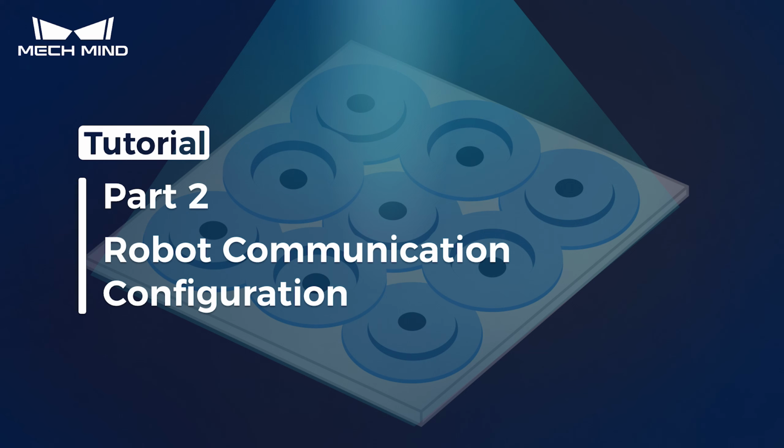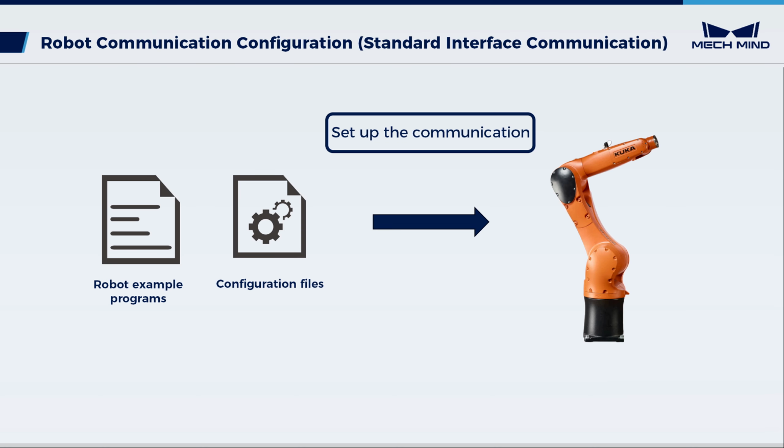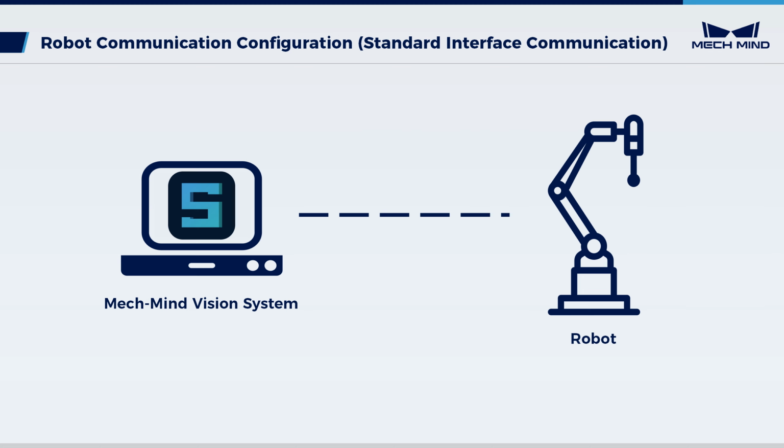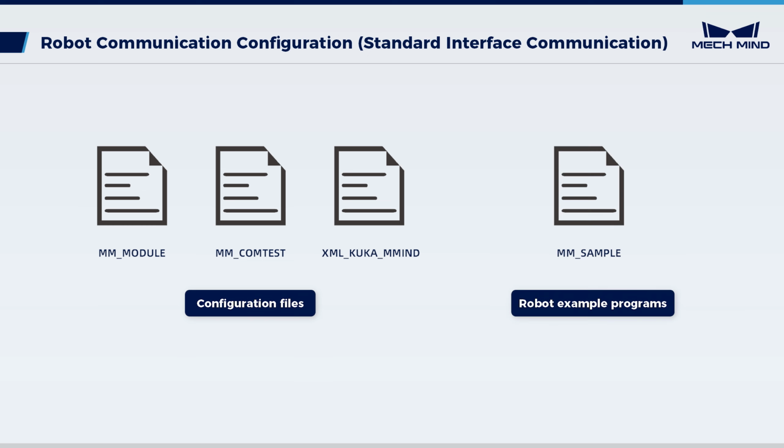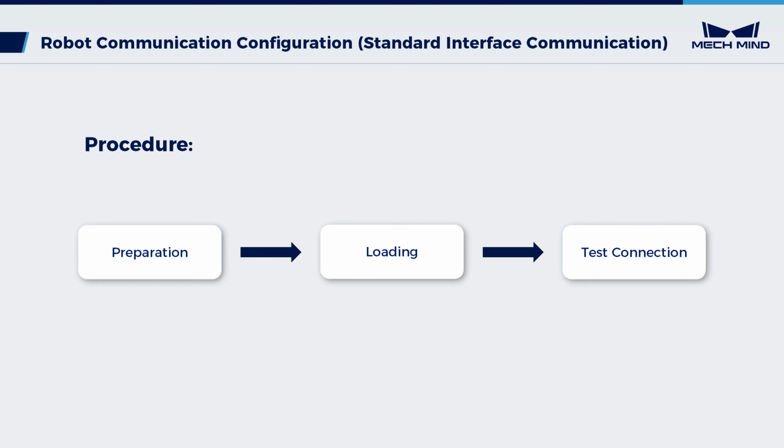This video introduces how to load the standard interface program files to a KUKA robot. Loading involves importing robot programs and configuration files into the robot system to establish communication between the vision system and the robot. We will load standard interface communication configuration files and robot example programs. These can assist us in deploying projects. Now, let's proceed with the detailed operational steps.